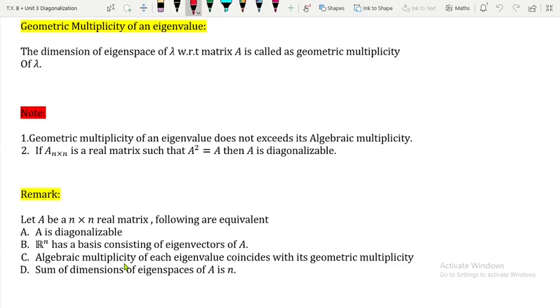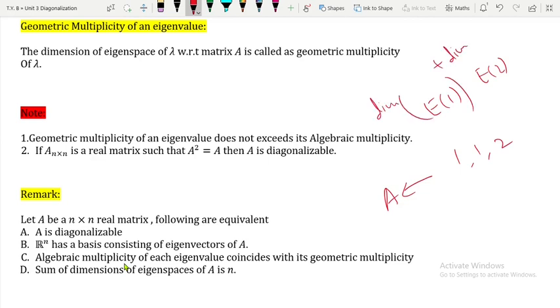And the last one is that the sum of dimensions of eigenspaces of A is n. This is also very simple. Suppose your matrix is A and suppose the eigenvalues are 1, 1, 2. So how many eigenspaces are there? Eigenspaces are only 2, E of 1 and E of 2. And the sum of the dimensions of these eigenspaces should be equal to n. n is the order of the matrix, so it should be equal to 3. If it comes out to be 3, then we can say that our matrix is diagonalizable.